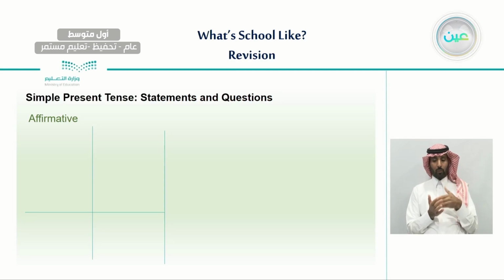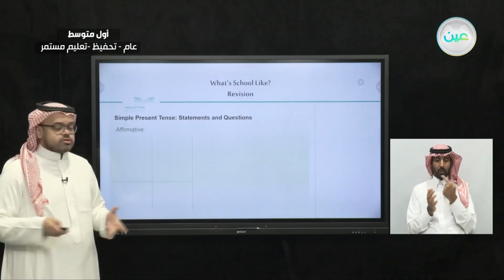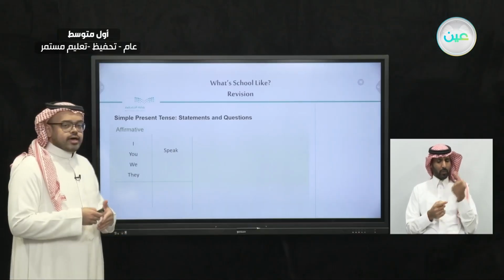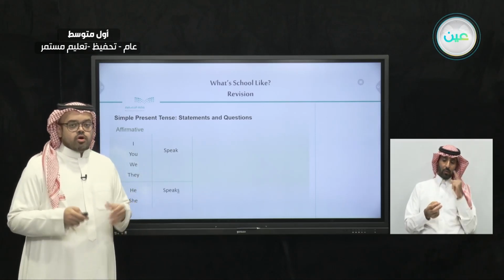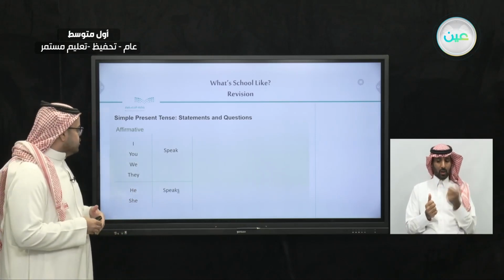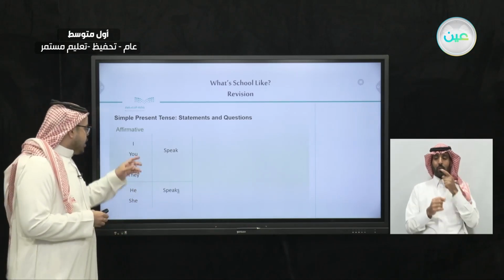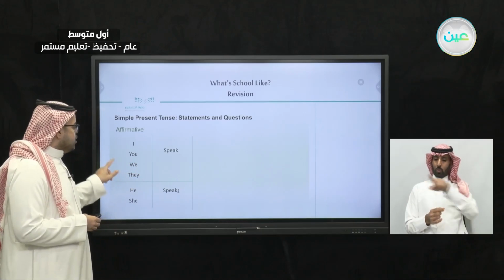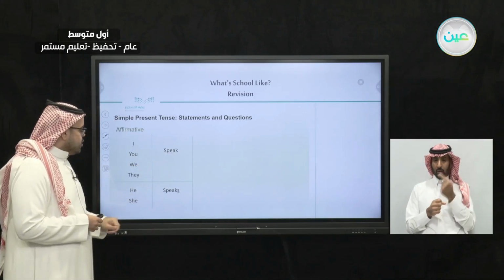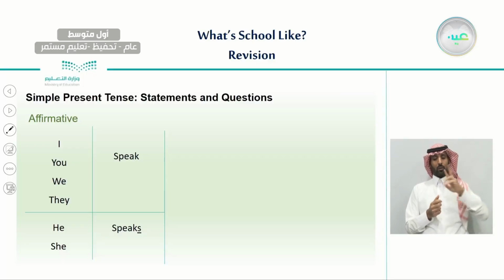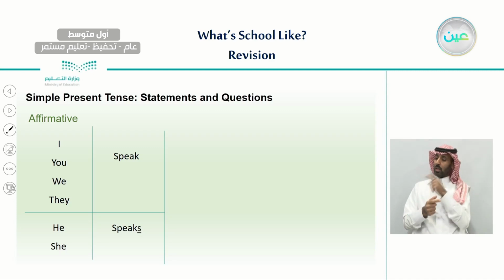Last lesson, we had a new grammar rule about the simple present tense, where we learned that with certain subject pronouns, we make changes to the verb. For example, if we use the pronoun I, you, we, or they, we use the verb as it is, as we can see here in speak. And if we have the third singular pronouns like he and she, in this case, we add s to the verb. And we call those verbs regular verbs.